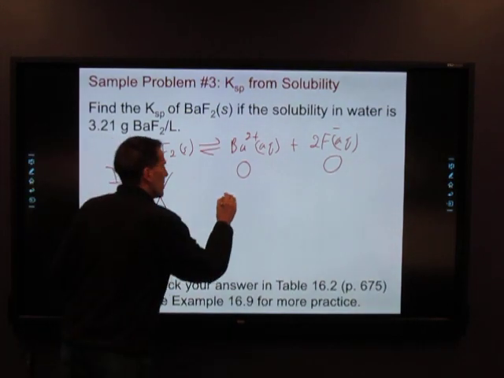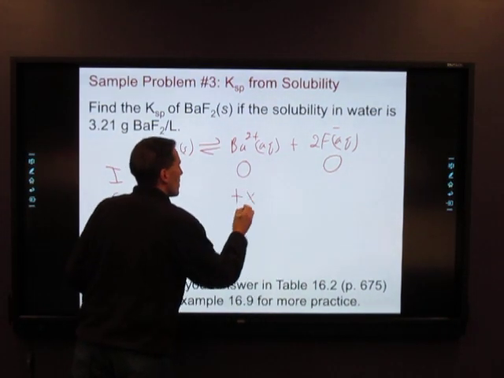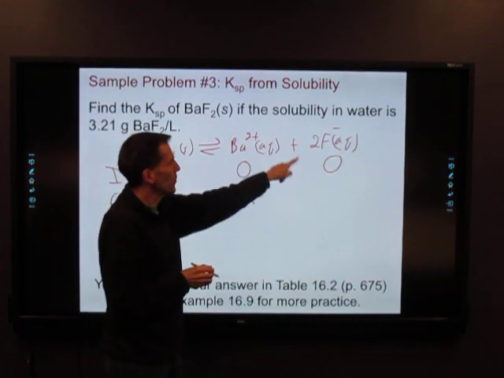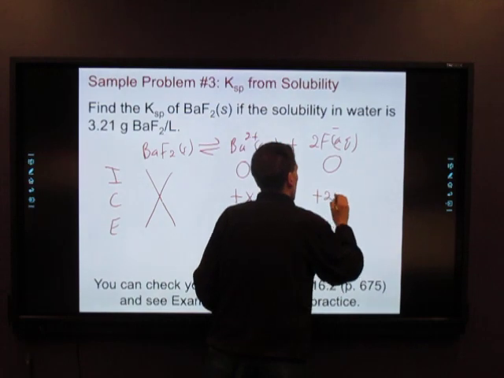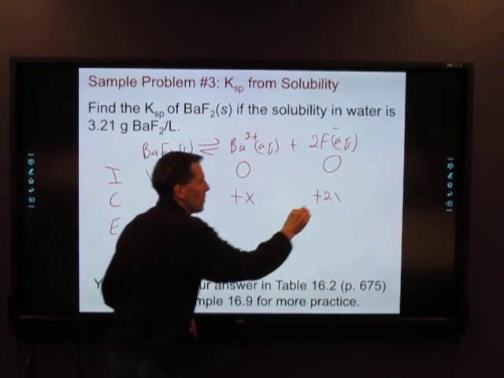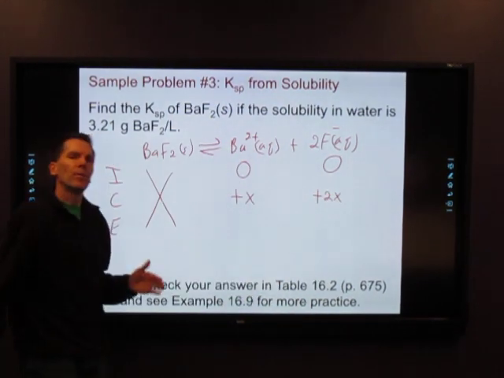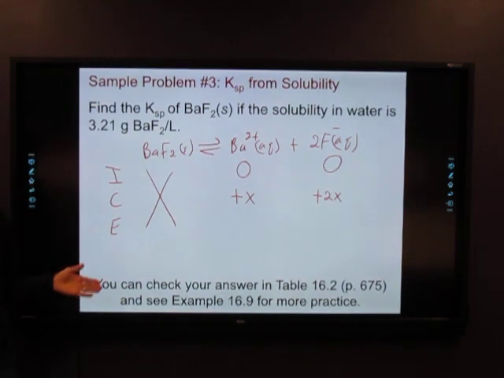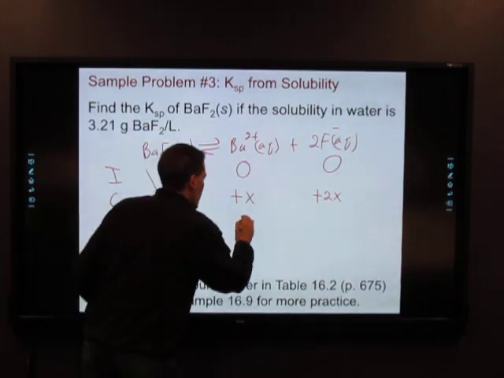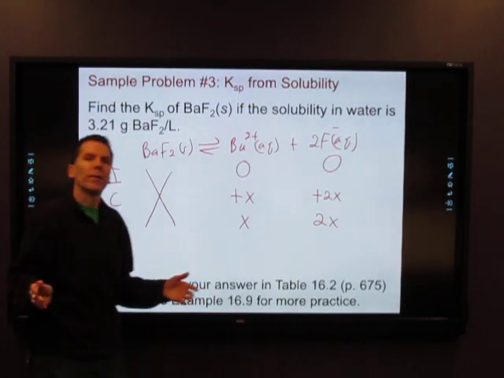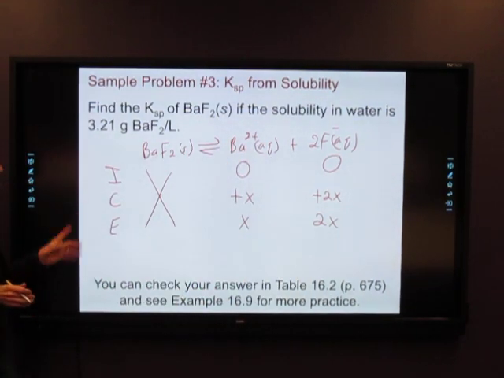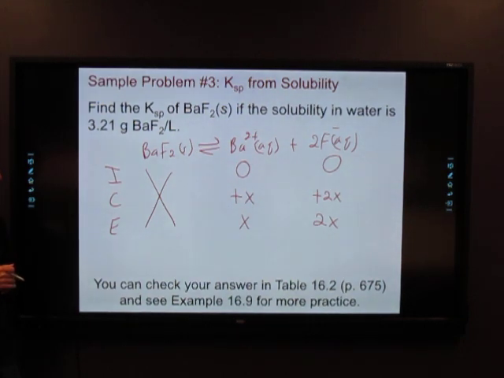This is a plus X. Stoichiometry wise, this is going to be plus 2x. At equilibrium, we just add down the columns. We have an x and a 2x. So, just like we saw a little bit earlier, the KSP for this is going to be x times 2x squared.